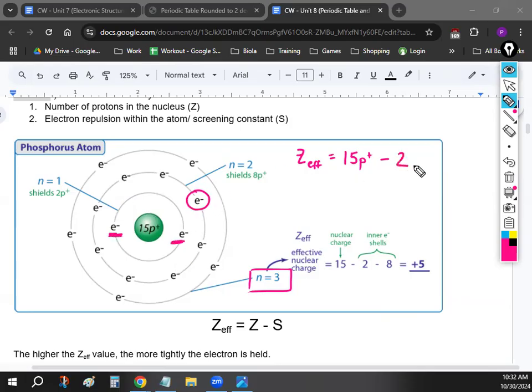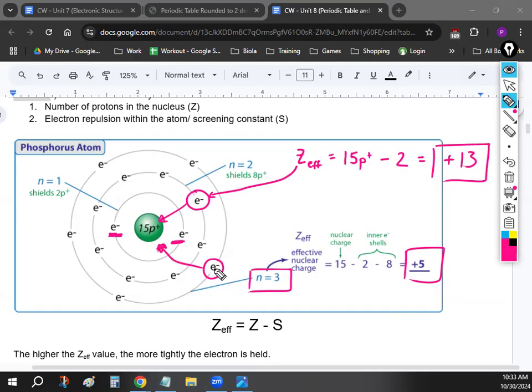So it'd be 15 minus 2. And so an electron in the second shell would experience a Zeff of positive 13. So if you look at it, the value is a lot higher. So an electron in the second shell is a lot more tightly held than something in the third shell, which makes sense, right? Because this is a valence electron, a lot easier to get rid of than something on the inside. So that's how Zeff works. It's just comparing how tightly an electron is held by the nucleus.